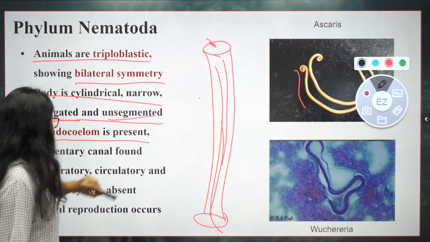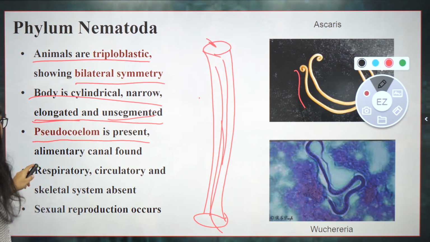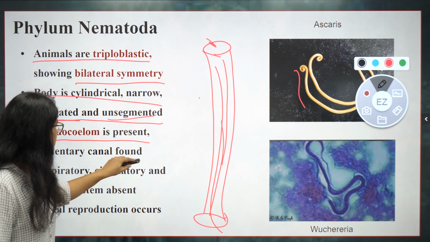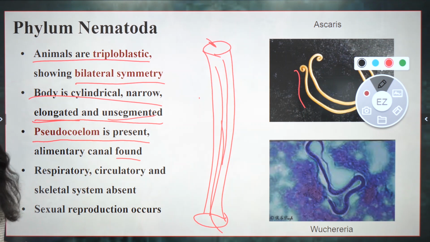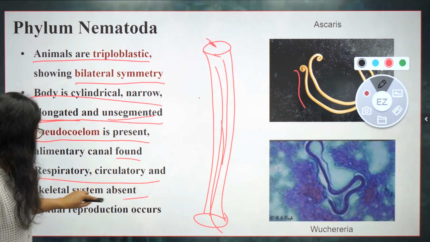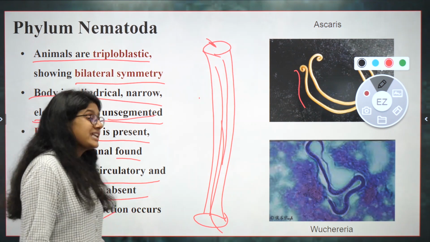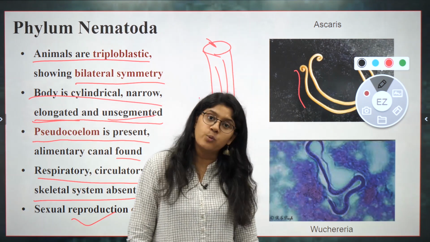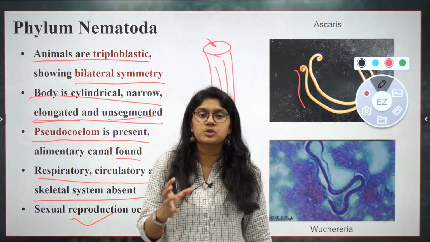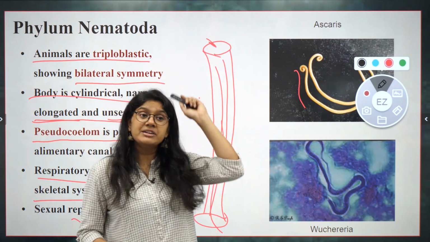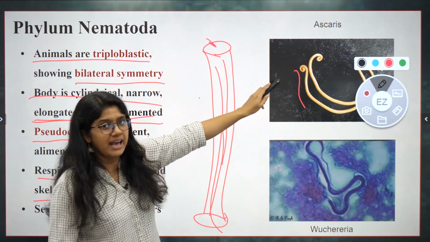Pseudocoelom is present. Alimentary canal is formed, of course. Over here, they have a fixing, but the respiratory system and every other system are completely absent. Sexual reproduction occurs over here. So the important thing to remember about nematodes is the example of Ascaris.